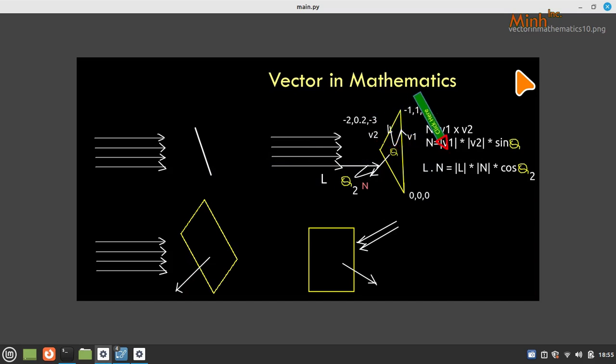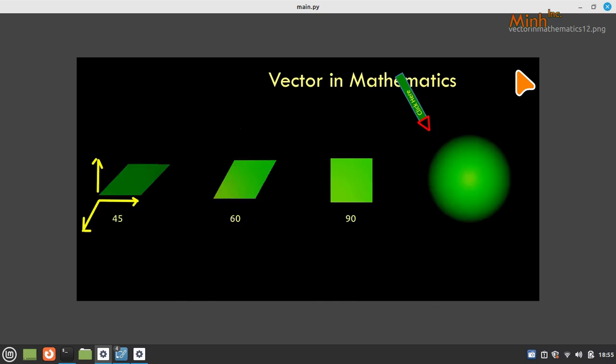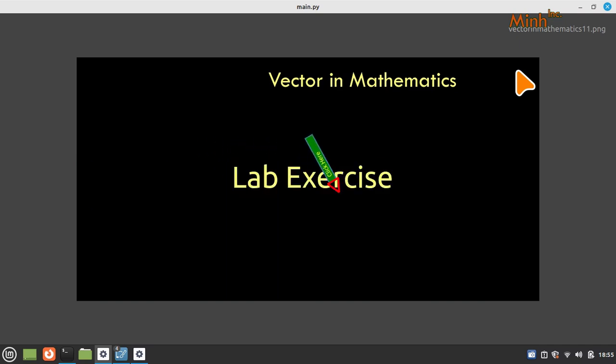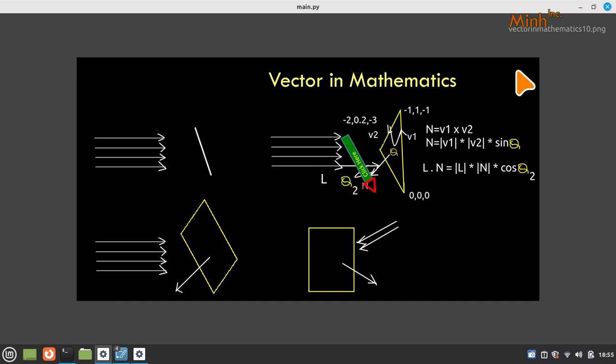First is V1 cross V2. That is the normal vector, the strength of the normal. So here the angle is 45 degree only, so first N is weak. Here the angle is 60 degree. And here the angle is 90 degree. So first of all, N is weak at 45 degree.